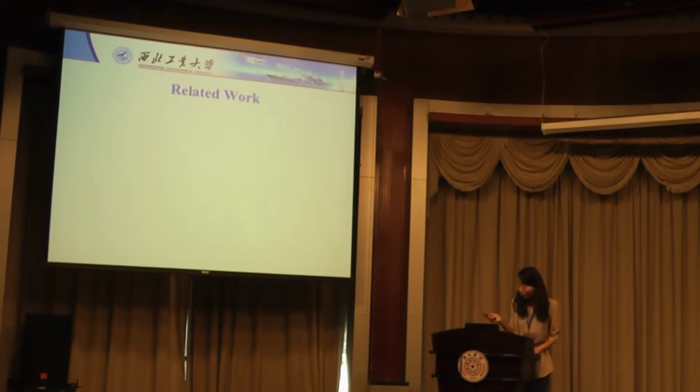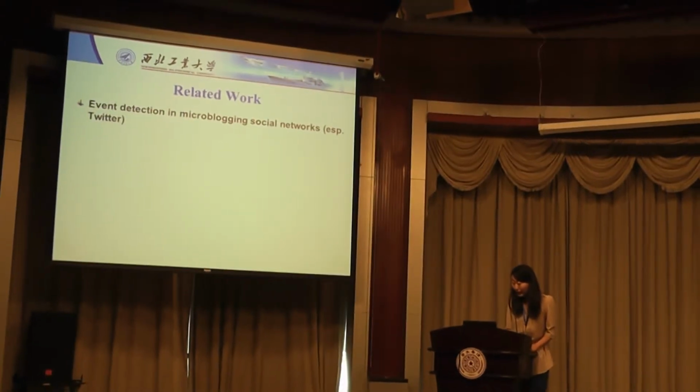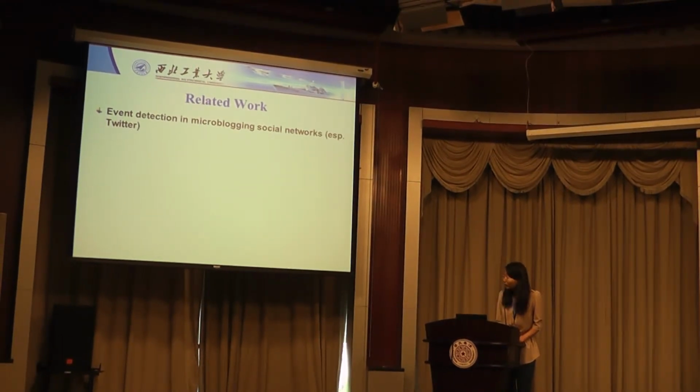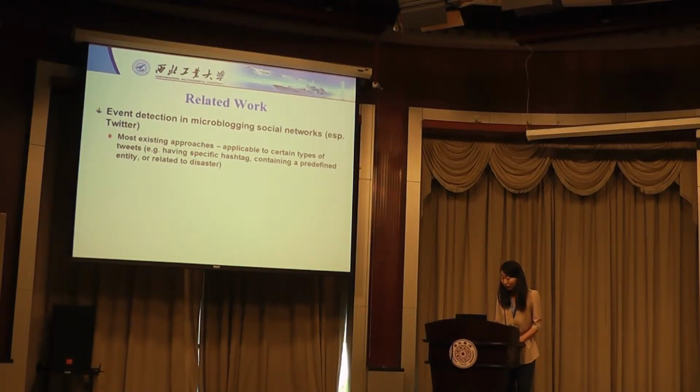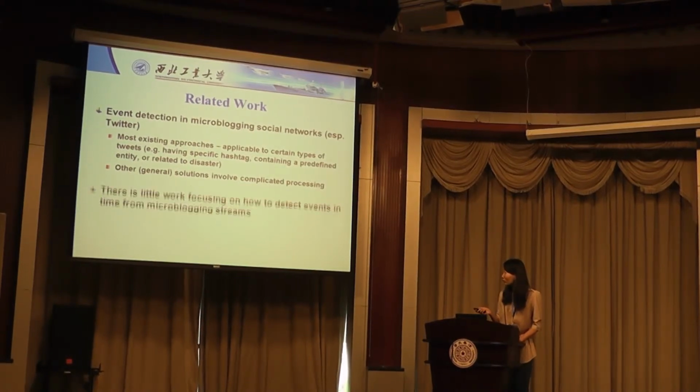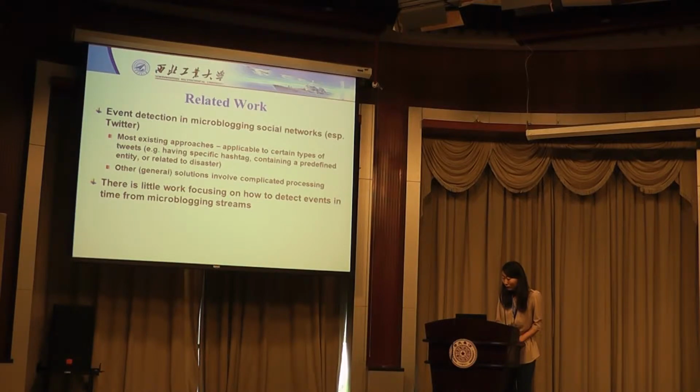Next, I will talk about the related work. Recently, event detection in microblogging social networks, especially in Twitter, has become a hot research topic. As we observed, most existing approaches are applicable to certain types of tweets. For example, tweets having specific hashtags, containing a predefined entity, or related to disasters. And other solutions involve complicated processing. Furthermore, there is little work focused on how to detect events in time from microblogging streams, which affects the availability for event detection from online content generated by users.